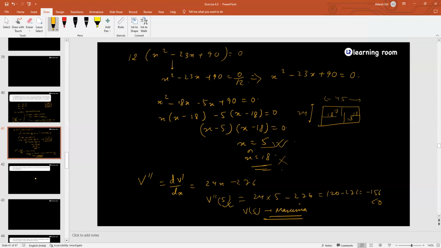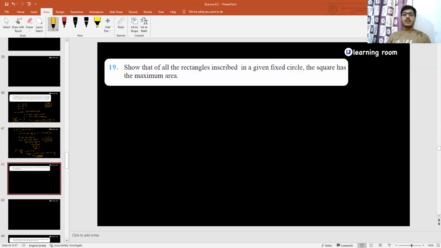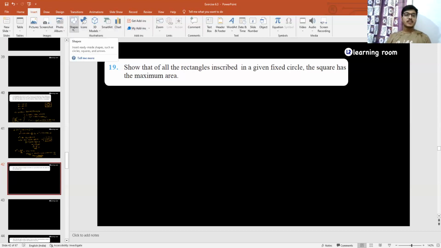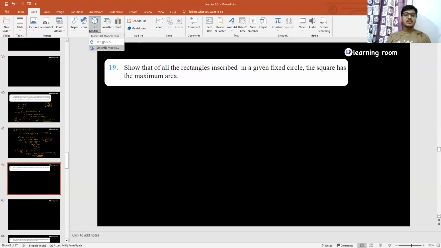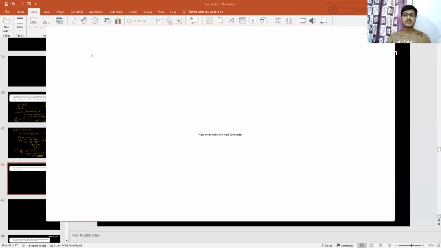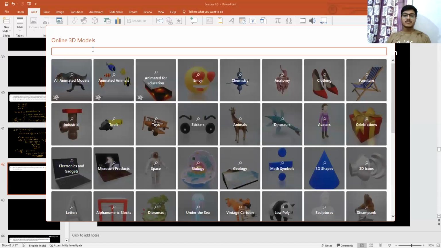Okay. So this is our next question. Show that of all the rectangles inscribed in a given fixed circle, the square has the maximum area. So if we have a rectangle, let me draw it. Do we have 3D shapes here? Let me see. Okay, let us do it like this.